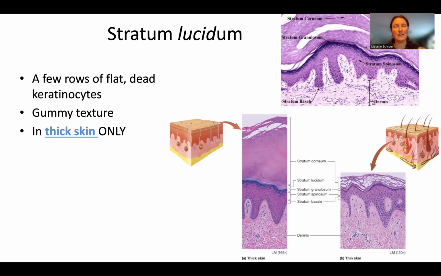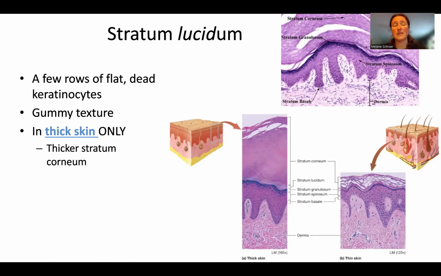And so I want to emphasize that there is thick skin and there is thin skin. The thick skin is found in your palms and the soles of your feet, right? That gets a lot of wear and tear. The thin skin is pretty much everywhere else, right? It's on your face, it's on your back, everywhere else, not your palms and your soles.